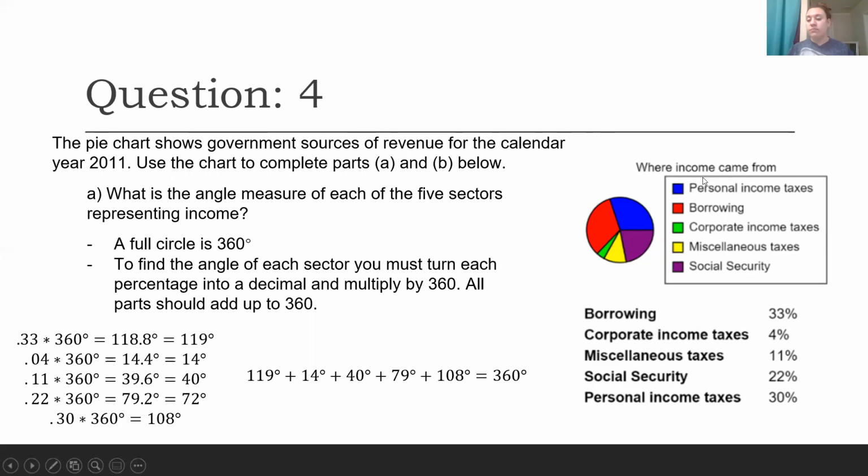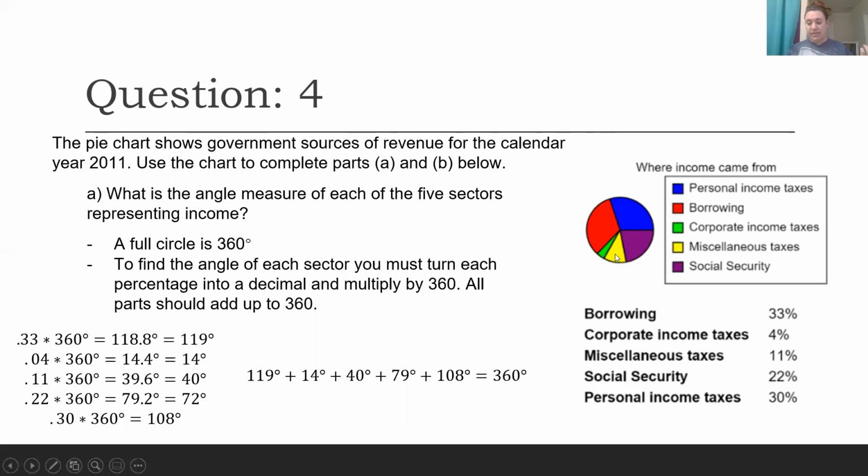So where income came from. Here we have blue, which is personal income taxes. Red is borrowing. Green is corporate income taxes. Yellow is miscellaneous. And purple is Social Security. So when you look down here, borrowing is 30%. Corporate income taxes is 4%.